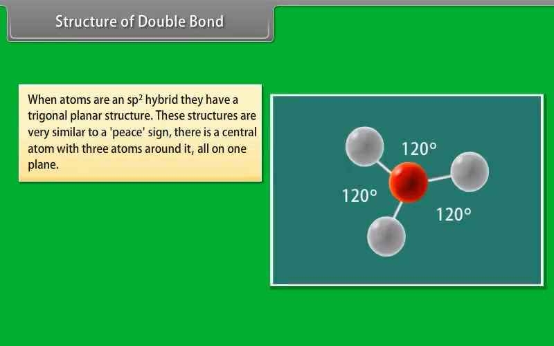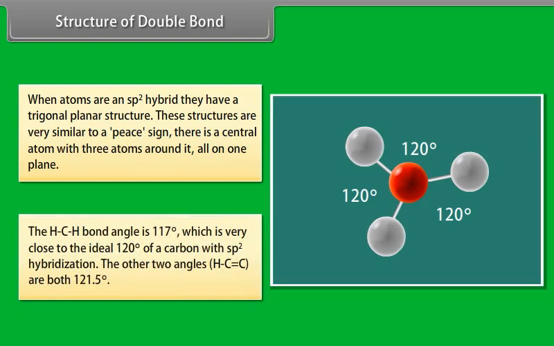When atoms are an sp2 hybrid, they have a trigonal planar structure. These structures are very similar to a peace sign. There is a central atom with 3 atoms around it, all on one plane. Trigonal planar molecules have an ideal bond angle of 120 degrees on each side.